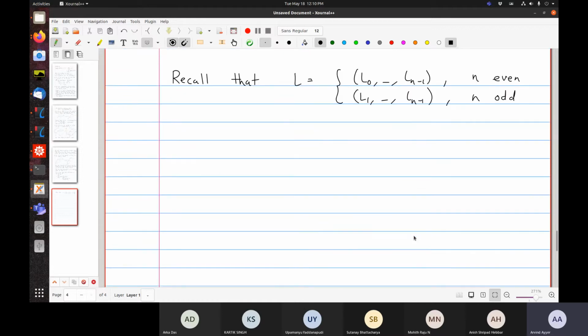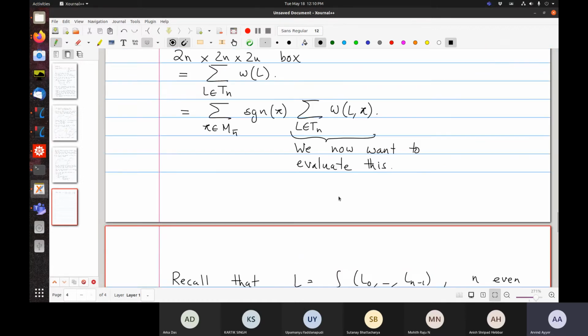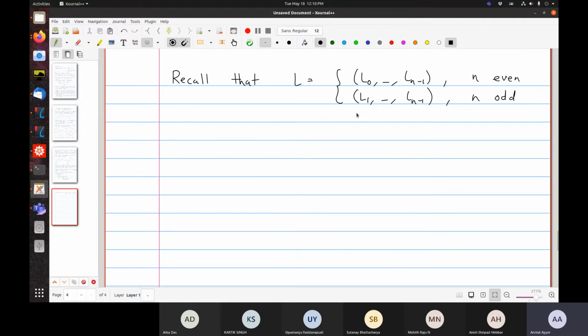Okay, so now let's look carefully at what this is. Okay, so consider the path Li.